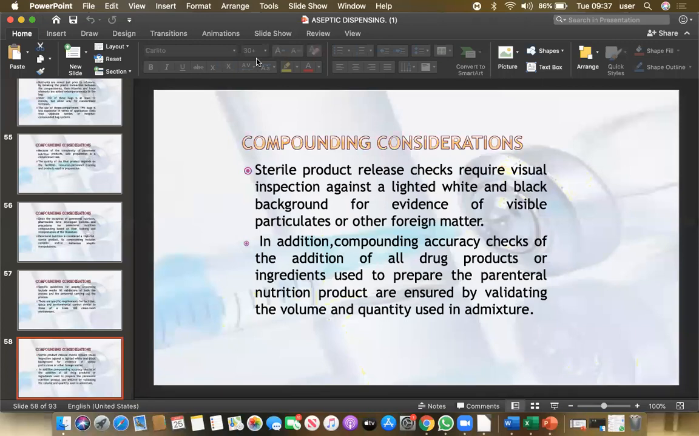In addition, compounding accuracy checks of the addition of all drug products or ingredients used to prepare the parenteral nutrition products are ensured by validating the volume and quantity used in admixing. So it's very critical that they check the accuracy of the ingredients which are added to that TPN.